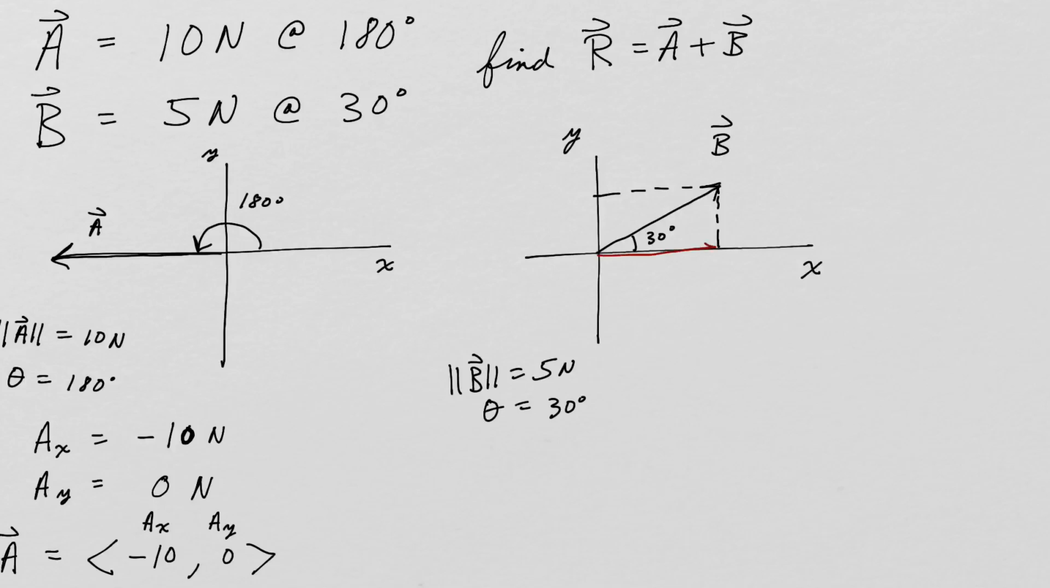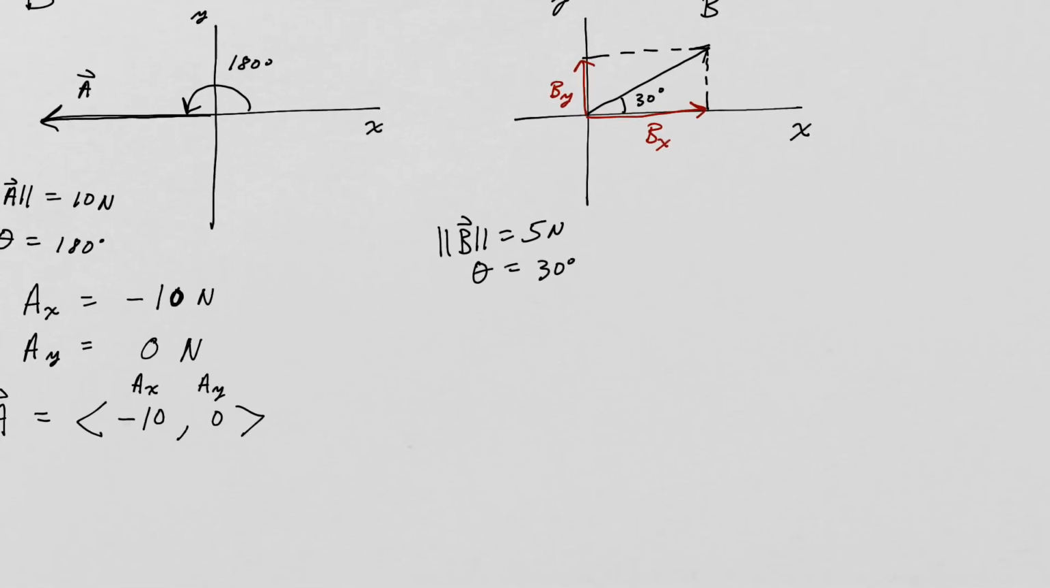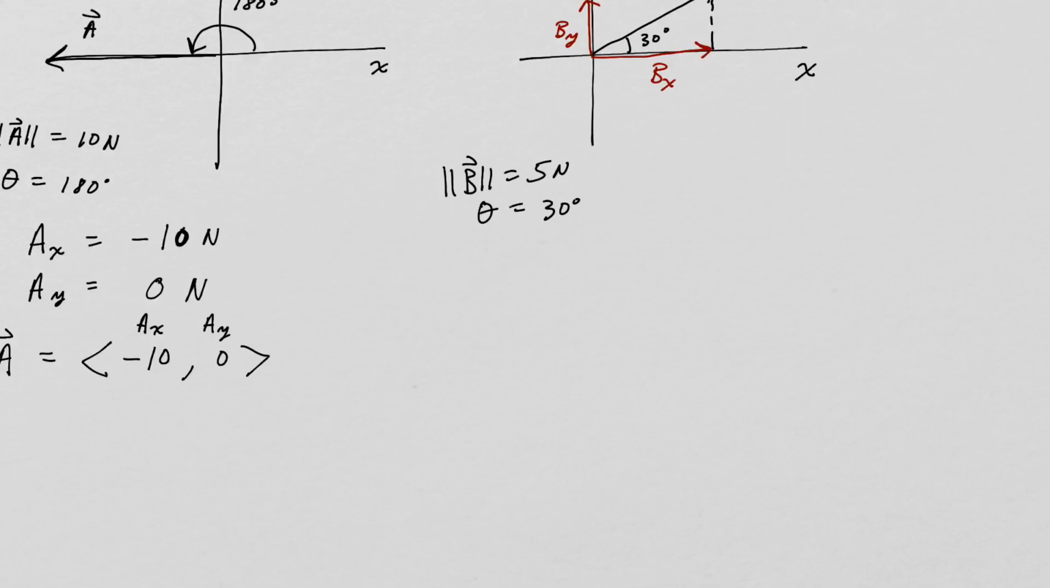So I need to find Bx, and then this one, By. Okay, so we already talked about how to do this, right? Extract out your right triangle that includes the reference angle. So it's going to be this triangle.